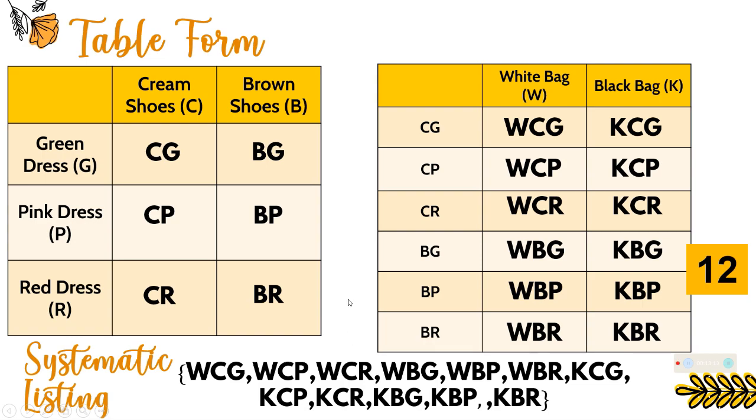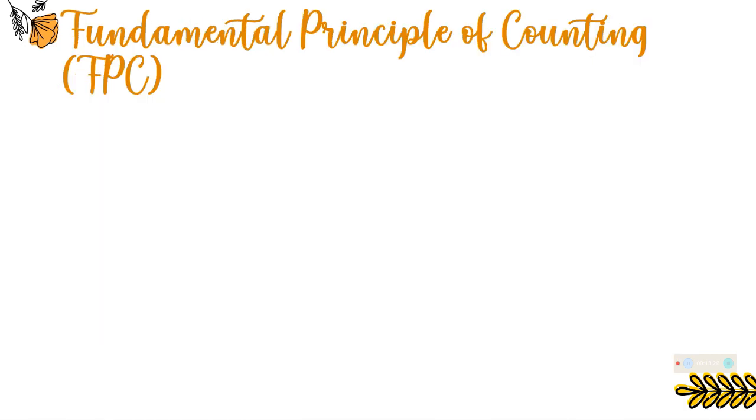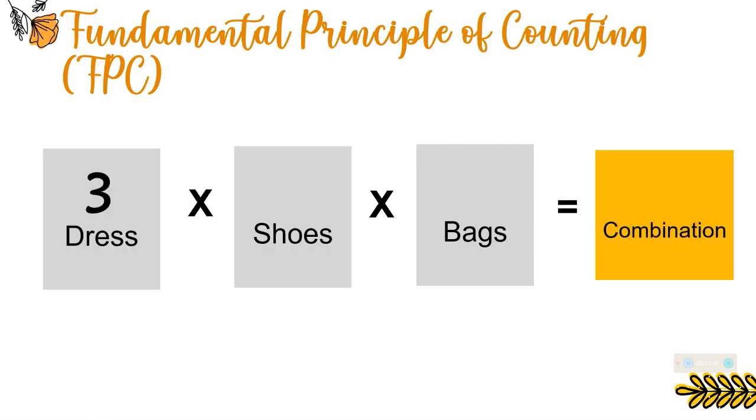Question? Yes, if you are going to do systematic listing, you just have to use letters. Just assign letters to your choices. And for the fundamental principle of counting, or the FPC, you can have here 3 dresses times 2 shoes times 2 bags is equal to 12 combinations. Okay, so let me put S again here. So we have here 12 combinations.